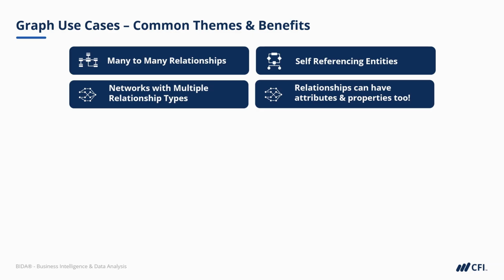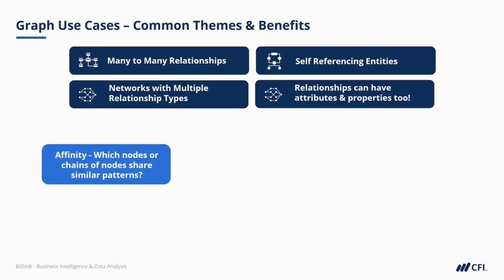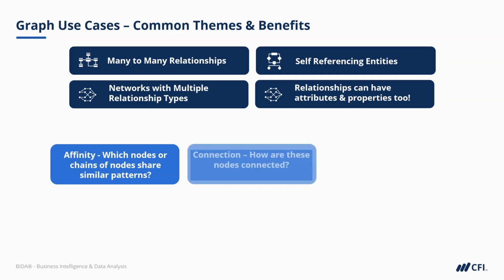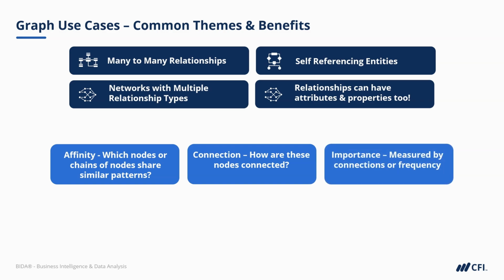There are 3 words I'm going to use to describe the types of question that we're asking. The first is similarity, and this really means which nodes or chains of nodes share similar patterns. There are questions of connection. How are these nodes connected? And finally, we have questions of importance. And we can measure this a few different ways, perhaps looking at connections or frequency.